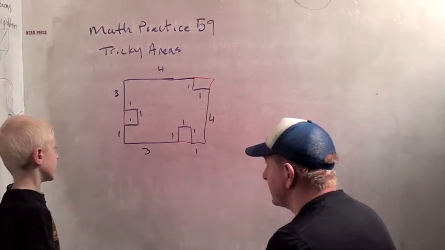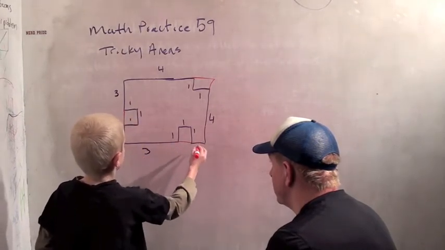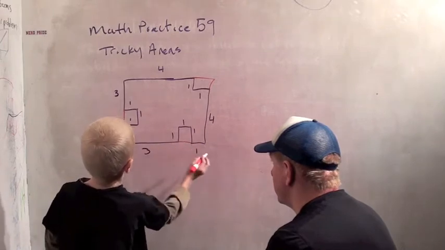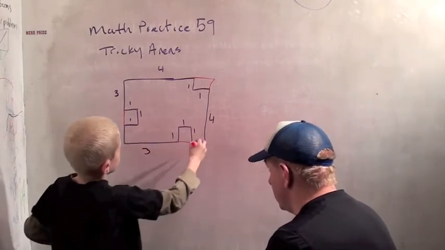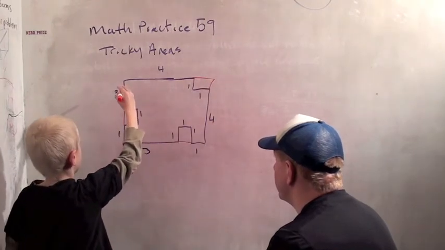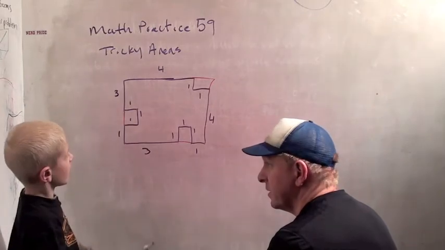So this would be 1, and this would be 3. So this distance altogether is 5, and then up here is going to be 5. Here is going to be 5. Here is going to be 5. So 5 times 5 is 25.